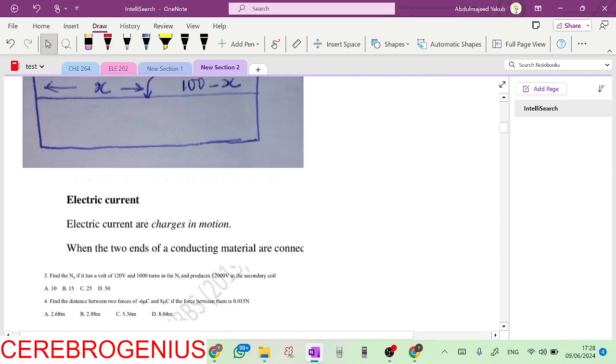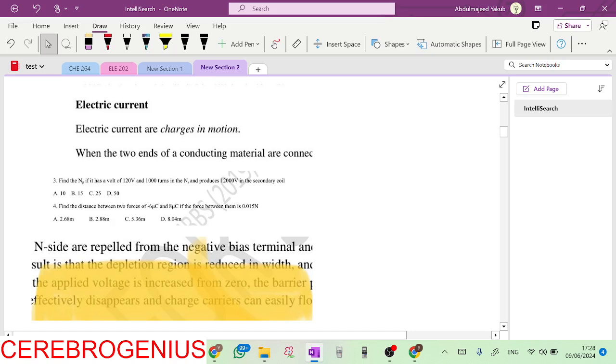Now majority of these diagrams, I won't be looking at them first. But let's see. The one we can actually start with is question 3. So it says find the number of turns in primary if a transformer has 120 volts and it's producing 12,000 volts in the secondary coil.